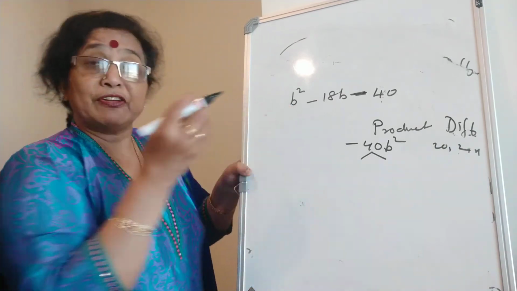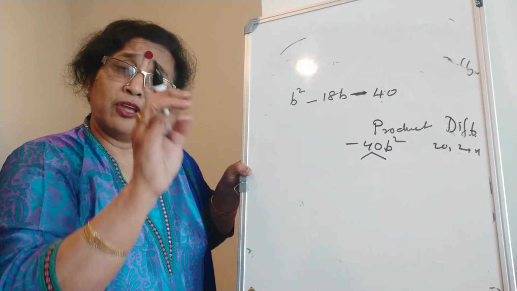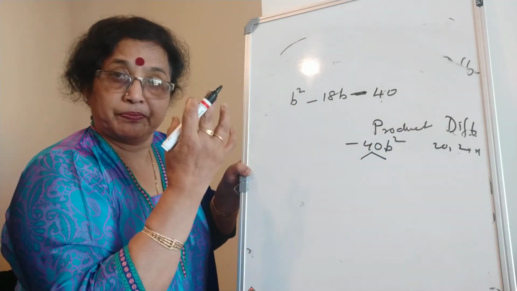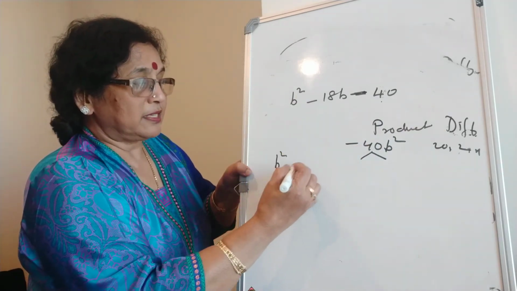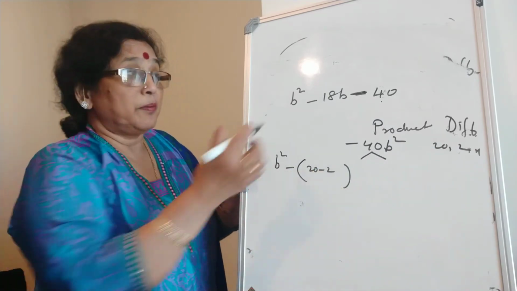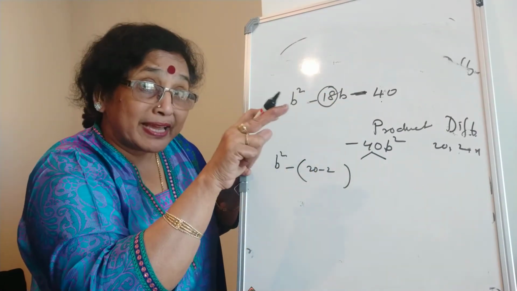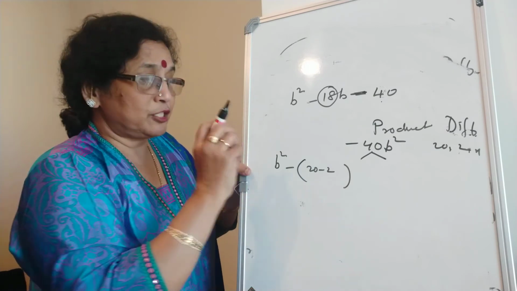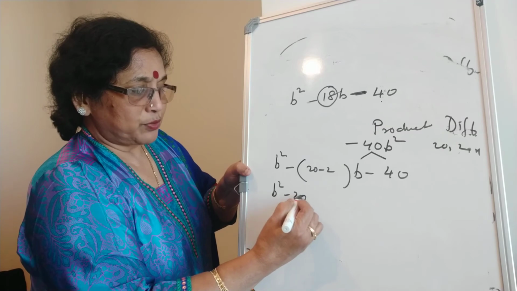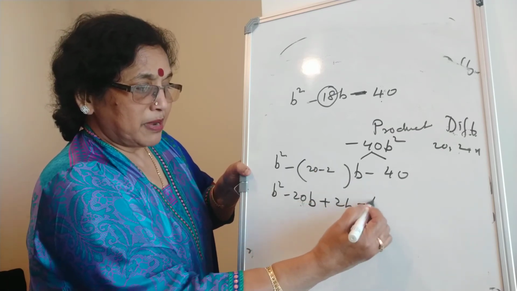Right? So don't worry, should I take minus 20 plus 2 or plus 20? Don't think of that. You got negative product, difference; positive product, sum. So I'll write b square, I'll write the sign as it is and write 20 minus 2, the big minus the small, because I'm replacing only 18. I'm writing the minus as it is. I'm not writing minus 18. I'm writing 18 as 20 minus 2. Write the b, and then you have b square minus 20b. Don't forget the b always. And plus 2b minus 40.